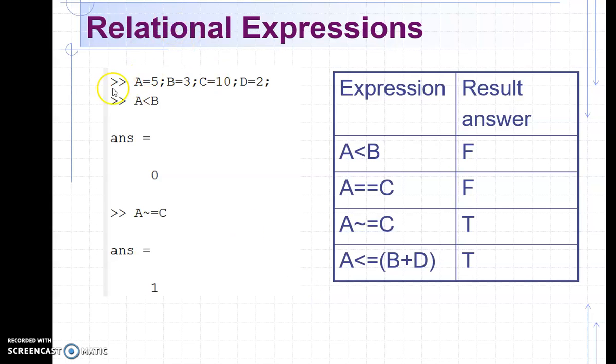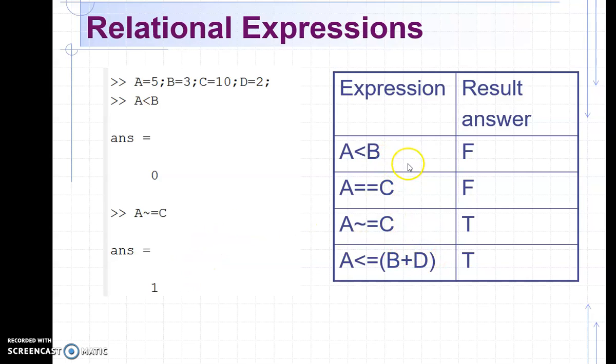So, for example, here's a little thing I did in MATLAB. If I set A to 5, B to 3, C to 10, and D to 2, and I type A less than B, it's going to look up A and B. Is 5 less than 3? That's false. We'll get a 0. Is A not equal to C? Well, is 5 not equal to 10, which would be true, or 1.